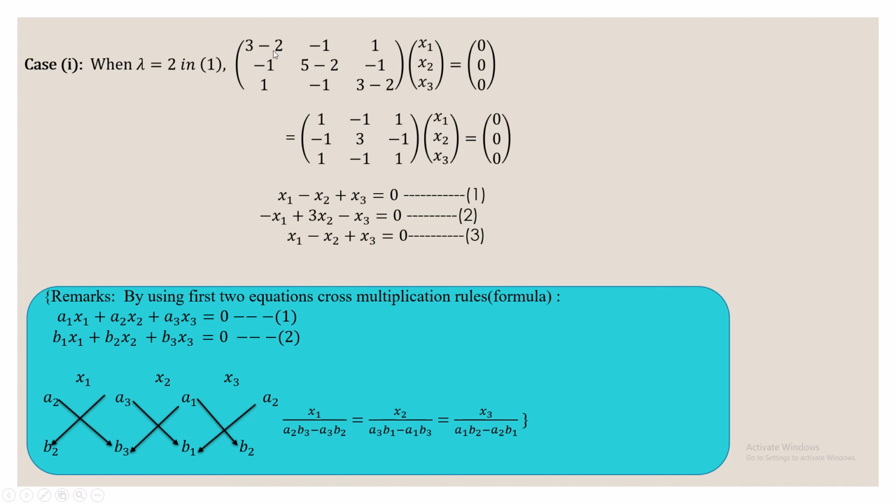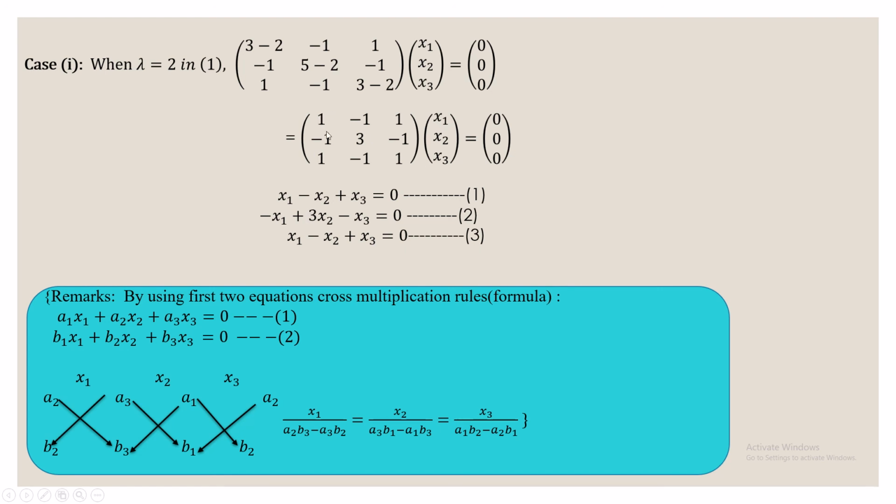You will get 3 minus 2 is 1, 5 minus 2 is 3 and 3 minus 2 is 1, and the upper and lower triangle you have to write as it is, and then x1 x2 x3 then 0. Now this matrix is multiplied with this equation. Already you have to know about matrix multiplication. First row and then first column you have to multiply.